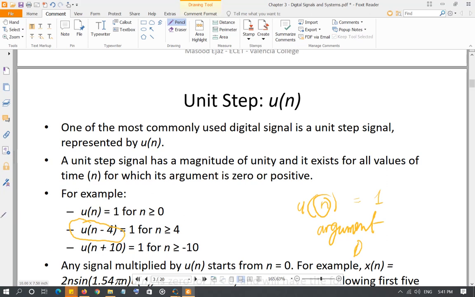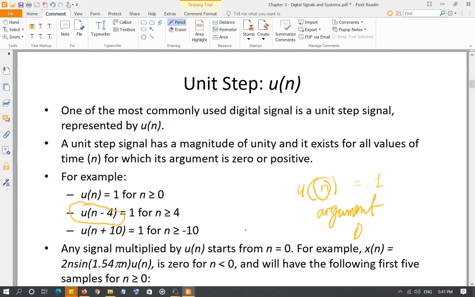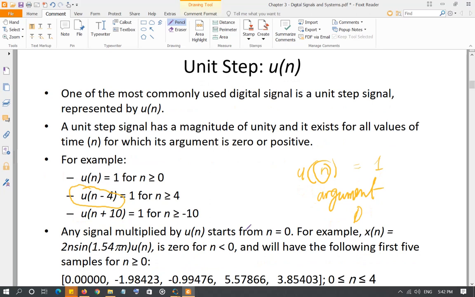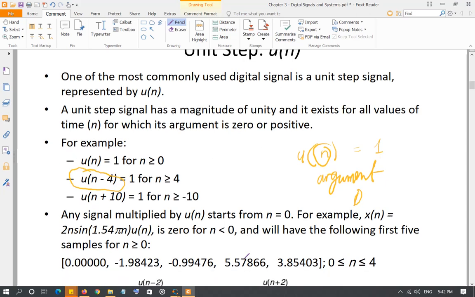If you multiply any signal by unit step, basically, unit step has a magnitude of 1. So any signal that is multiplied by unit step is going to be the value of that signal. But the signal is going to start when the unit step function is going to start, right? That is when the argument of unit step is going to become 0 or positive.